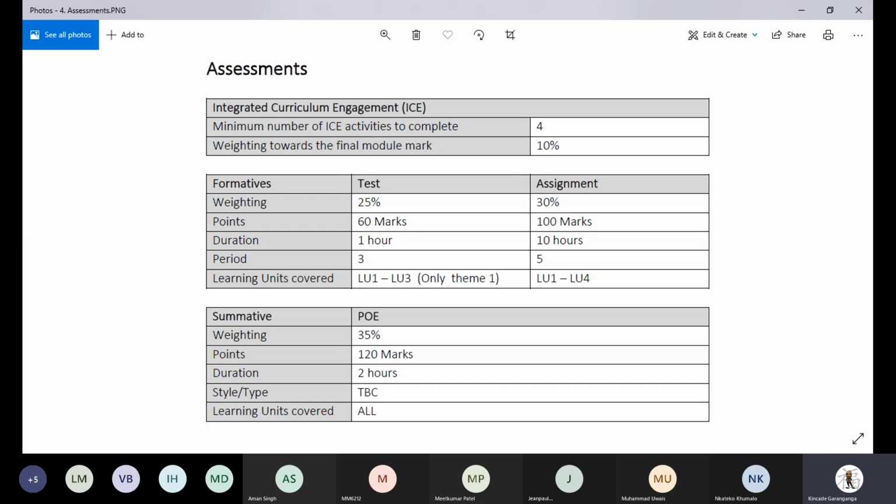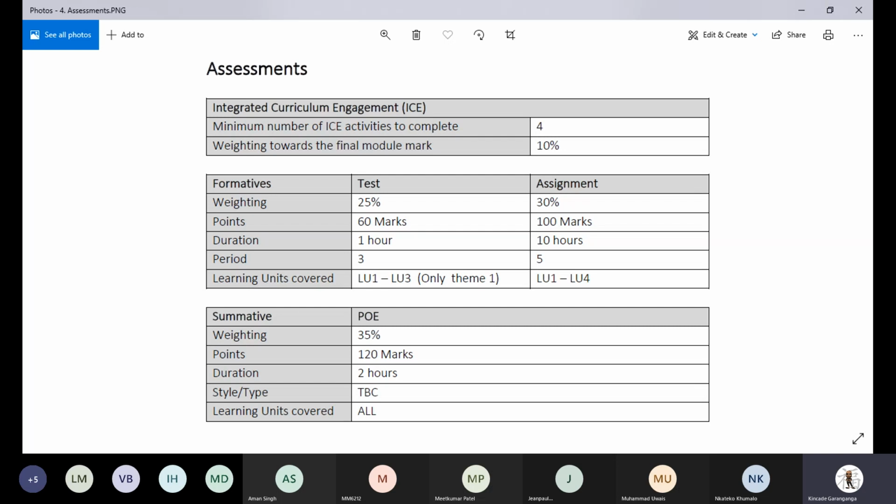Again, like I've said before, please take cognizance of the research or the tasks that I do give you, because each one of them is distinctively relevant. And then with your test, you've got a 25% allocation, learning units 1 to 3 associated in that regard. It's a 1 hour paper naturally.